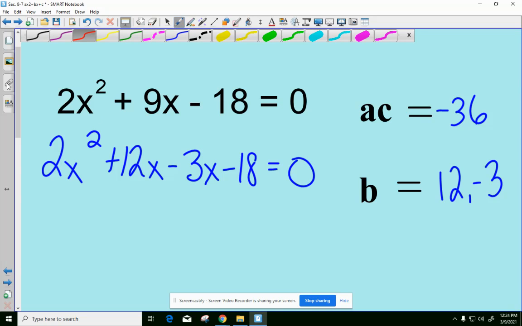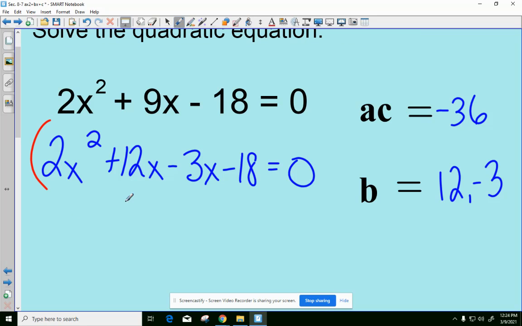Now you must be mindful here when you group. I'm grouping the first two together. When I group the second two, my parenthesis has to include that negative on that 3 because that 3 is a negative 3. If you cut the negative out of it, you're actually saying that that's a positive 3, and that's not true.